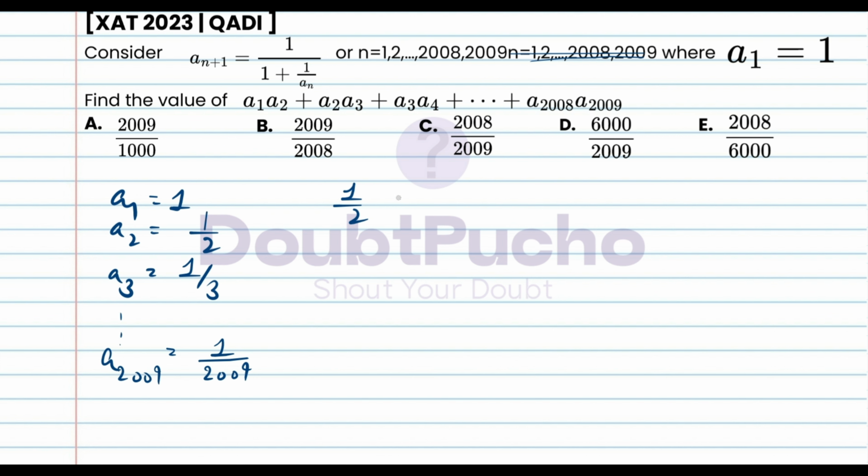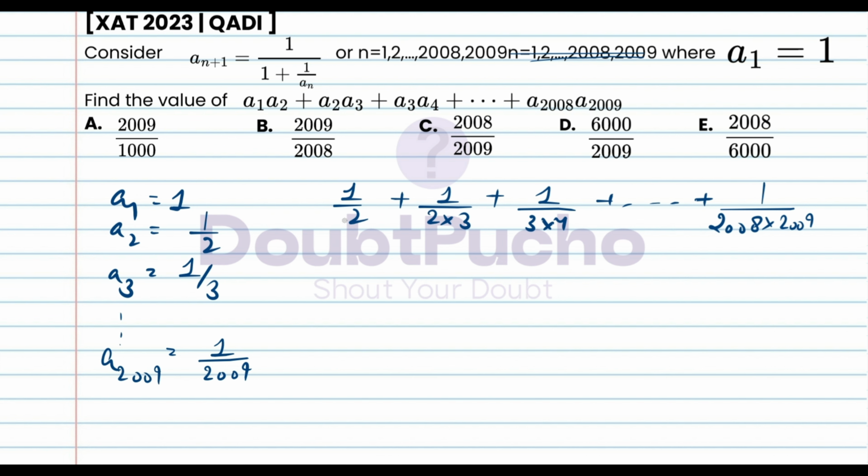Now if we do a1 into a2, this becomes 1 by 2, right, plus a2 into a3, that will be 1 upon 2 into 3, a3 into a4 will be 1 upon 3 into 4, plus ... plus 1 upon, this will be your 2008 into 2009, right?